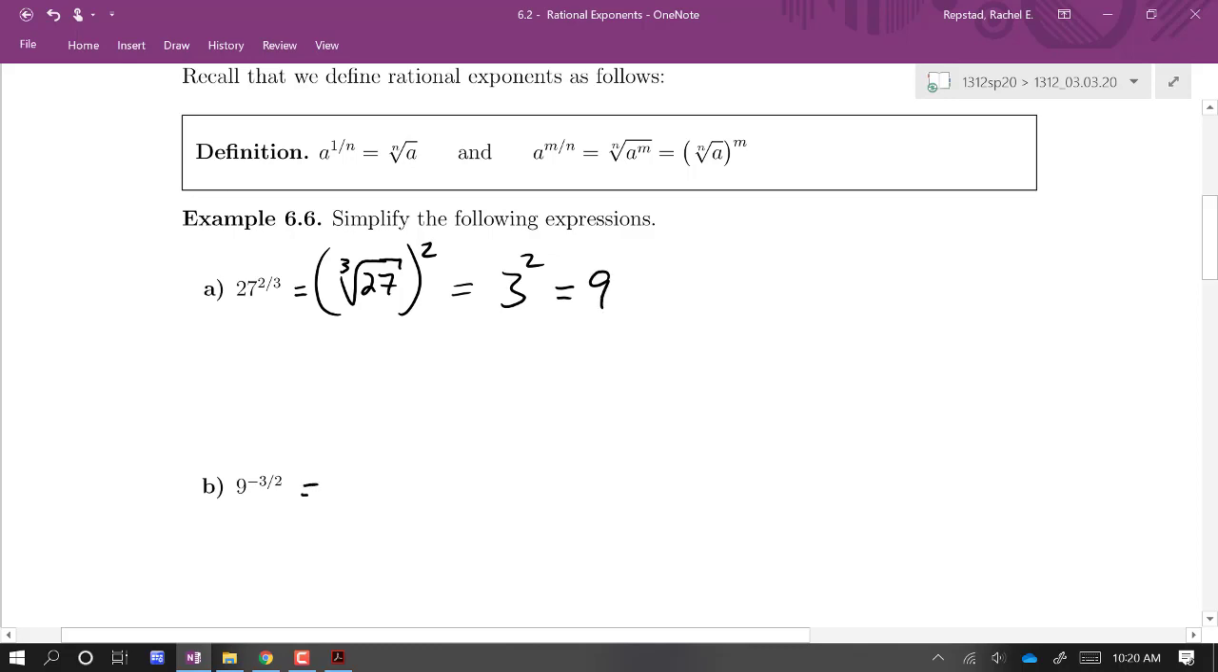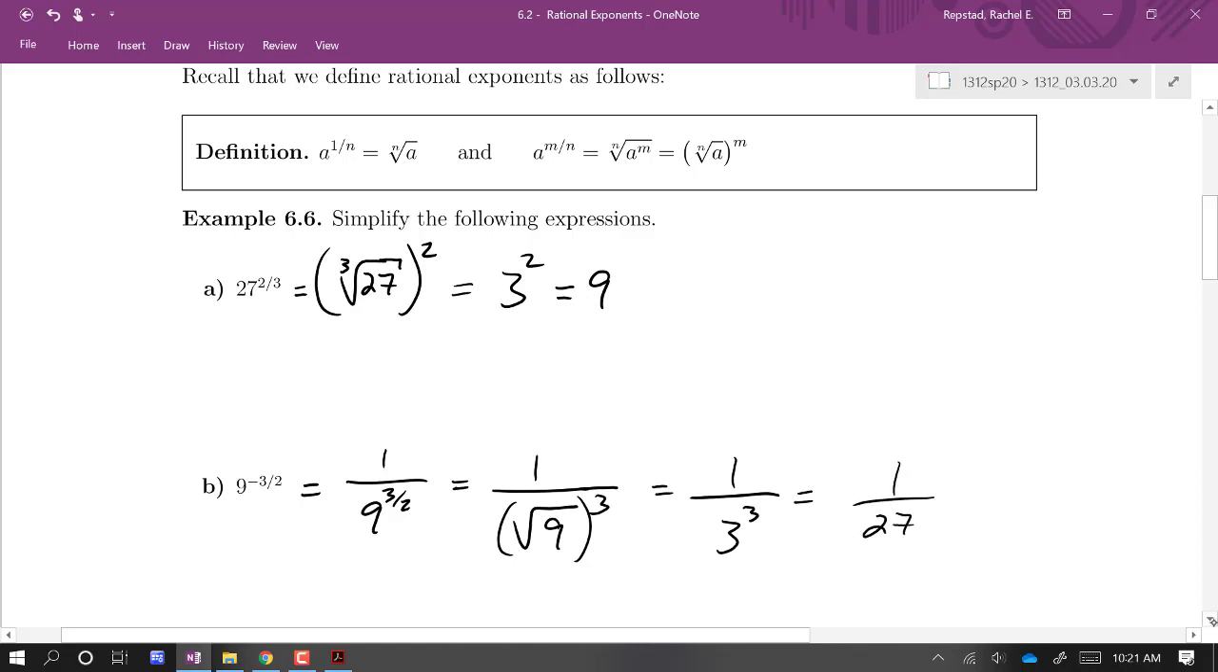9 to the negative 3/2, so the first thing I'll do is deal with the negative. That's 1 over 9 to the 3/2. This says take the square root of 9 and then cube it. So that's 1 over 3 cubed, or 1 over 27.